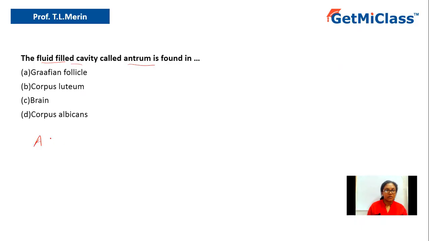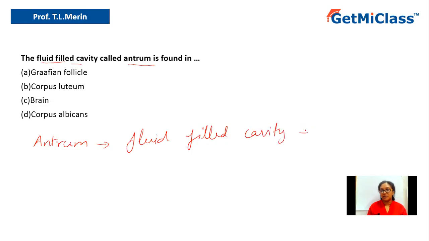So where can you see this term antrum? Antrum is a cavity which is filled with fluid, as it is mentioned, it is a fluid filled cavity present in the Graafian follicle. Now, what do you mean by Graafian follicle? Graafian follicles are nothing but the follicles which are formed during the process of oogenesis.